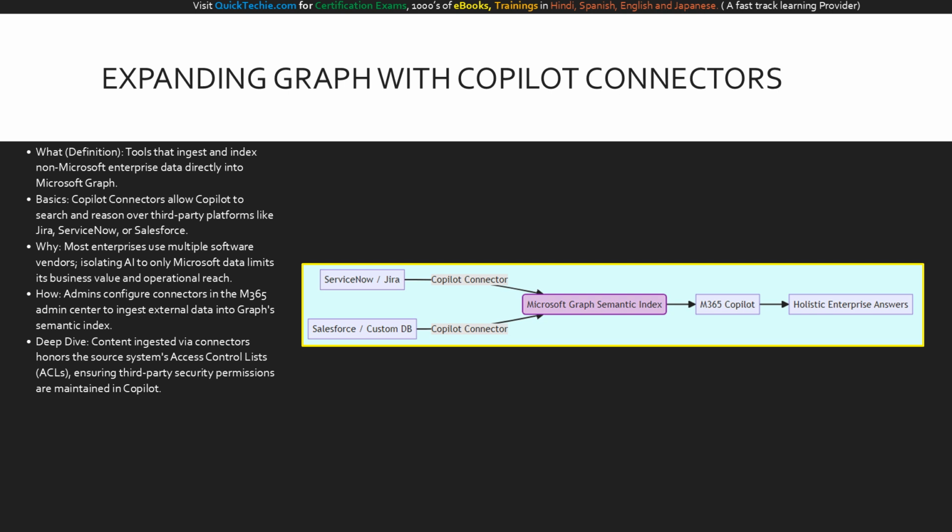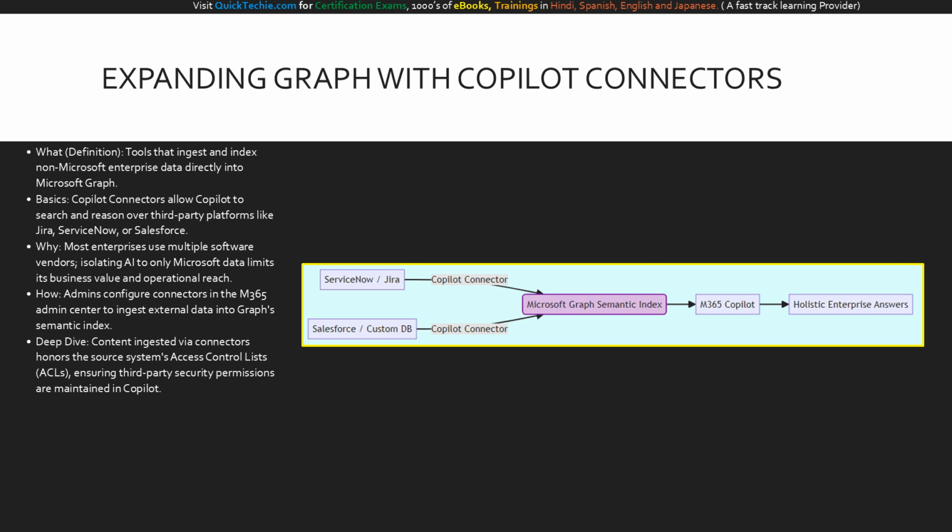Let's observe how Copilot connectors expand our AI's intelligence using this left-to-right flow. On the far left, we have third-party systems like ServiceNow, Jira, Salesforce, or custom databases. Through the use of a Copilot connector, the data from these external platforms flows securely into the central purple node, the Microsoft Graph Semantic Index.